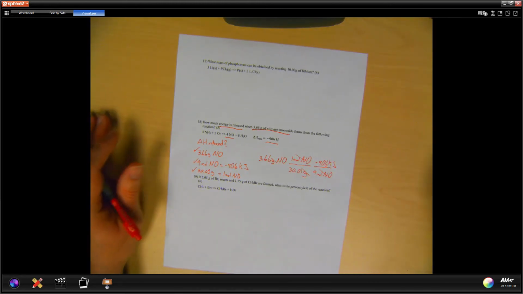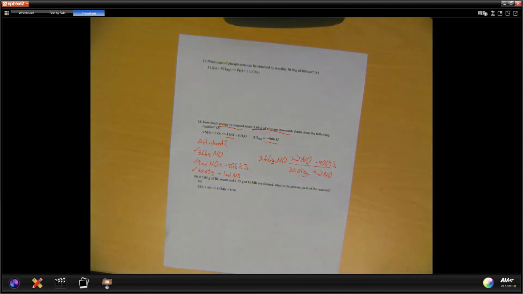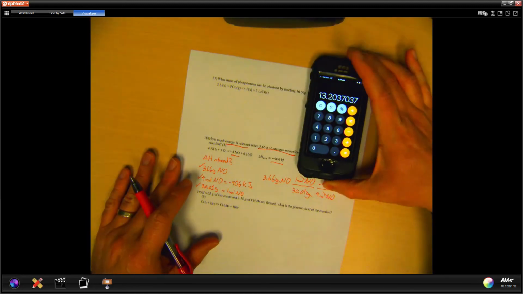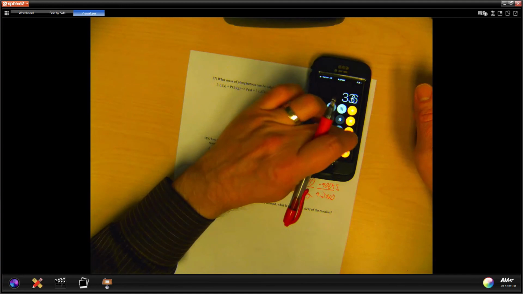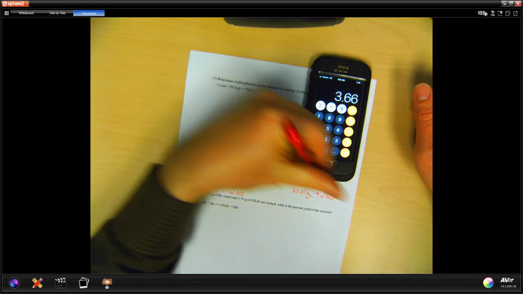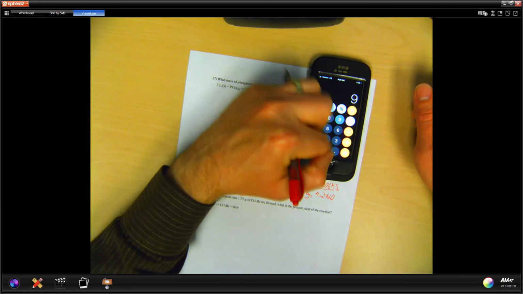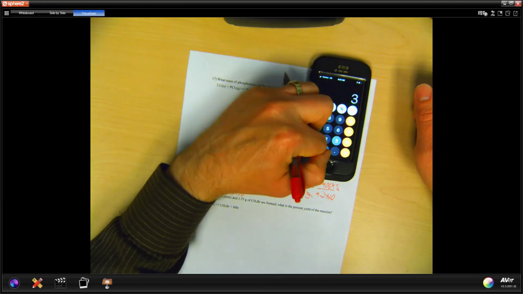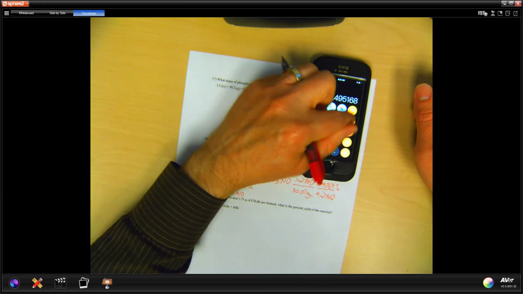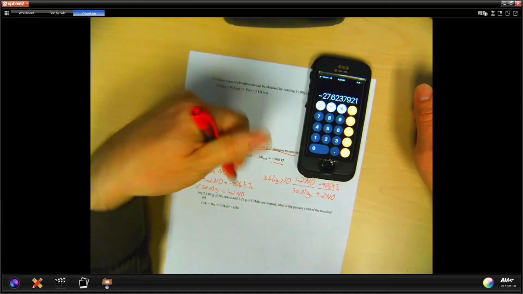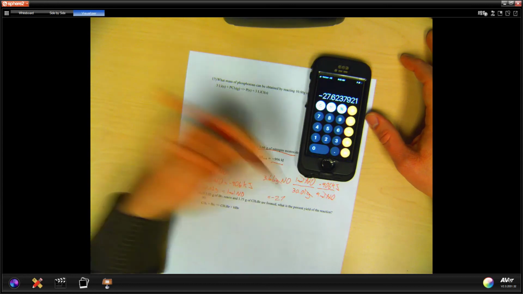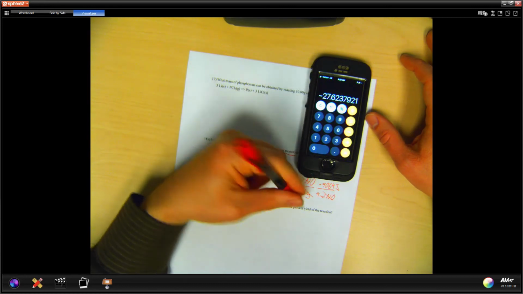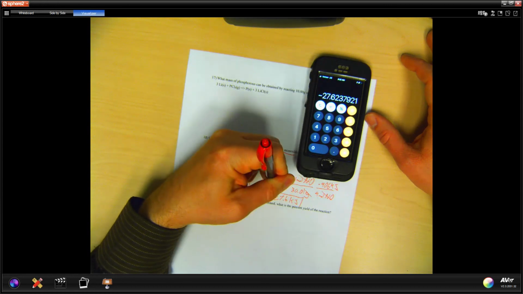So let's do the math. I will bring my phone back out here and we can go through it. We have 3.66, and we're multiplying everything on top, so times negative 906, and then divided by 30.01, divided by 4, equals. We multiply everything on top, then divide on the bottom, and we get negative 27.6 kilojoules. So that is our answer.